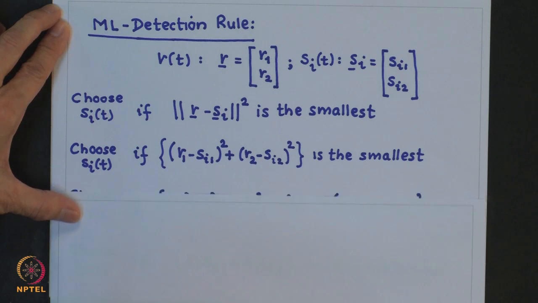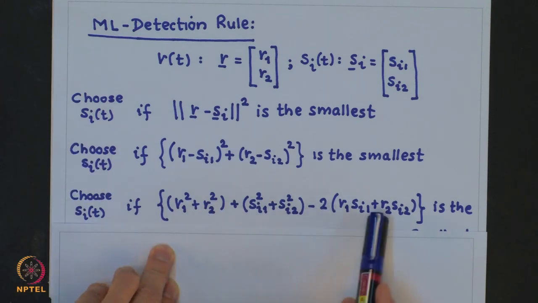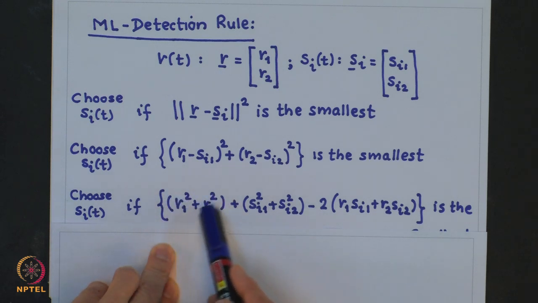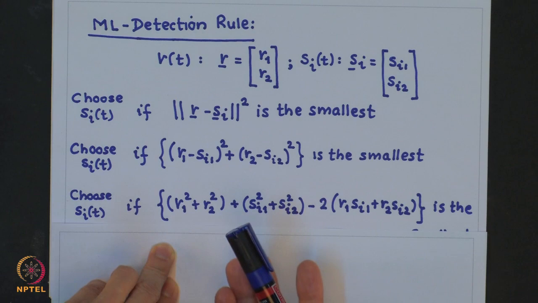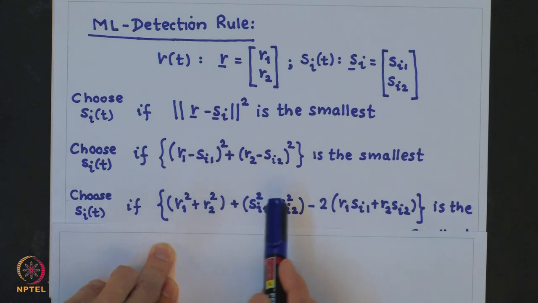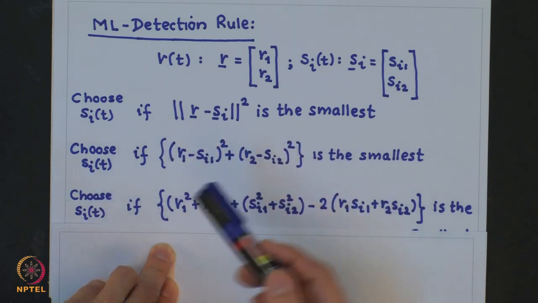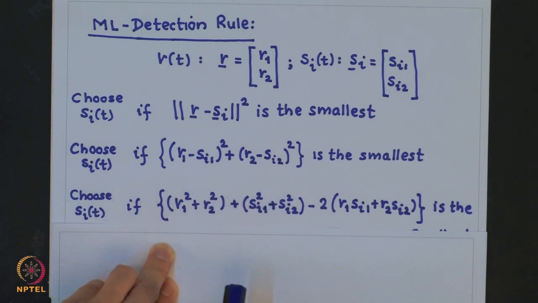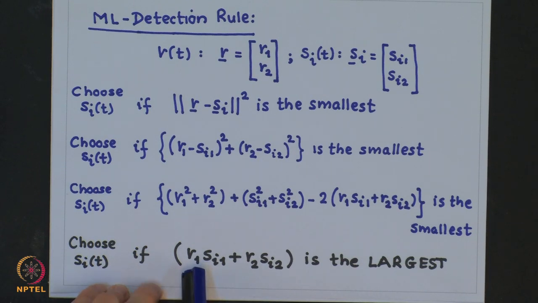Now, further expanding this expression and collecting the terms together, we get these six terms. Note that this is the energy in the received or observed vector, which is constant for any transmitted signal, and in our case this is the energy in the signal, which is equal for all i equal to 1, 2, 3, 4. So, when we compare this expression for different i, these two quantities remain the same. So this rule can be modified now as: choose s_i(t) if this is the largest.